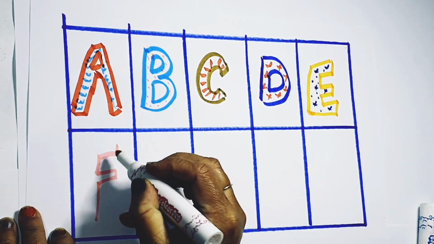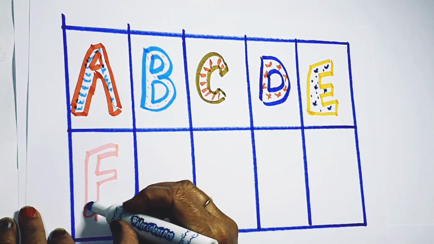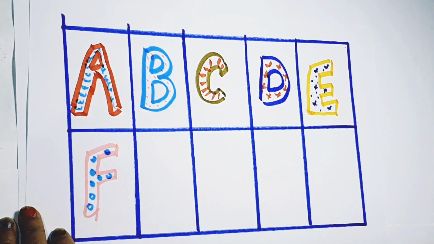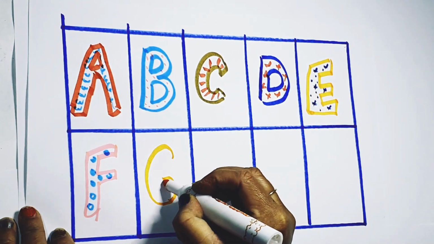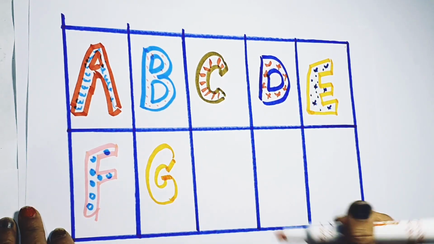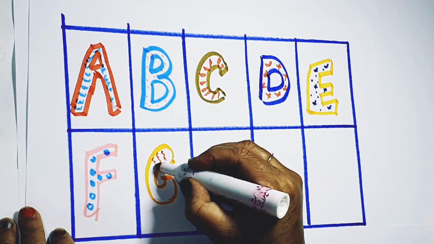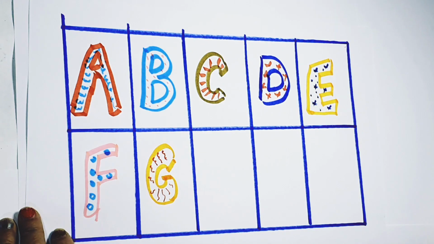F for fish. F for fish. G for goat. G for goat.